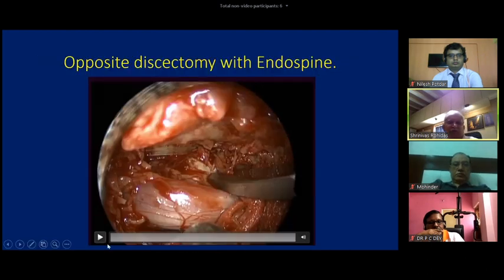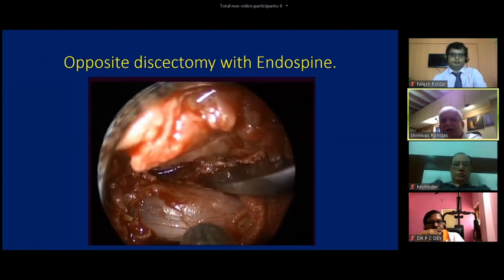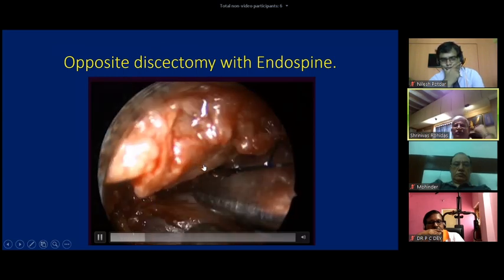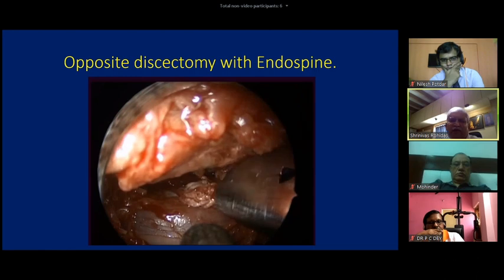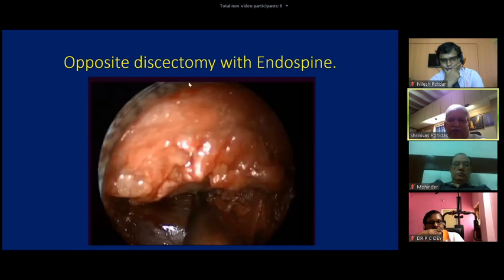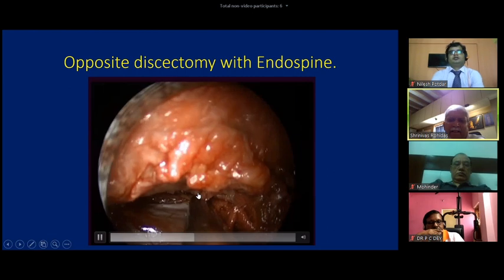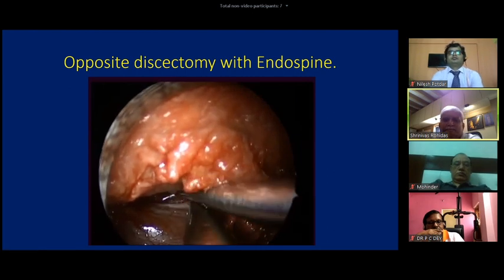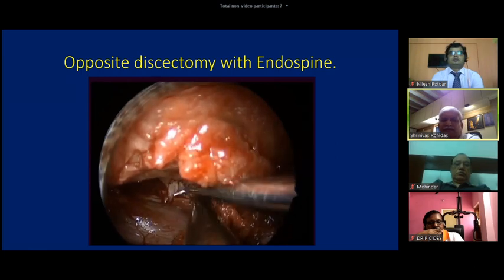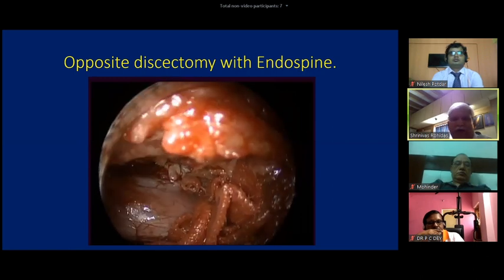This is one of the videos. We can approach the opposite side also. It's very rare. This is a huge disc we have removed from the opposite side. From the ipsilateral side, we have gone to the opposite side. This is the traversing root on the opposite side. A huge disc on the opposite side. Ipsilaterally also we have removed the same amount of disc.